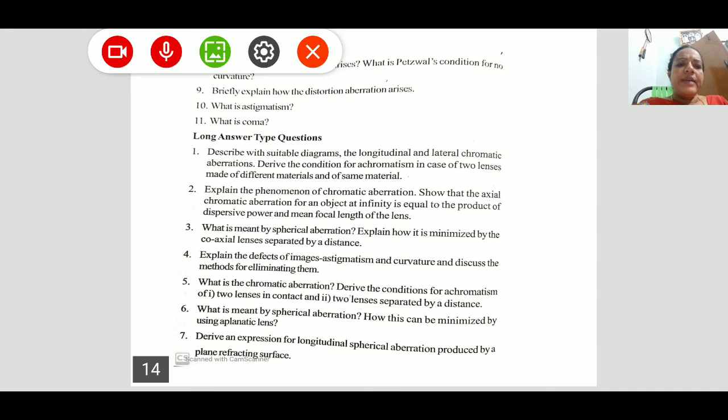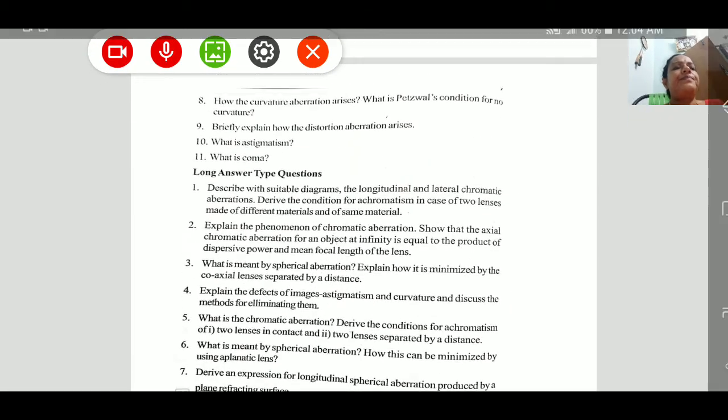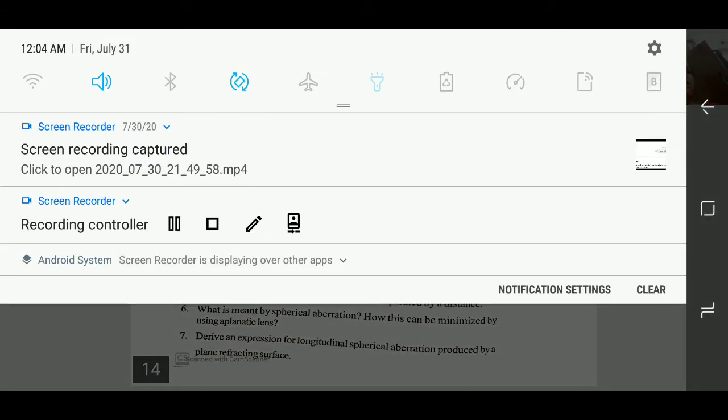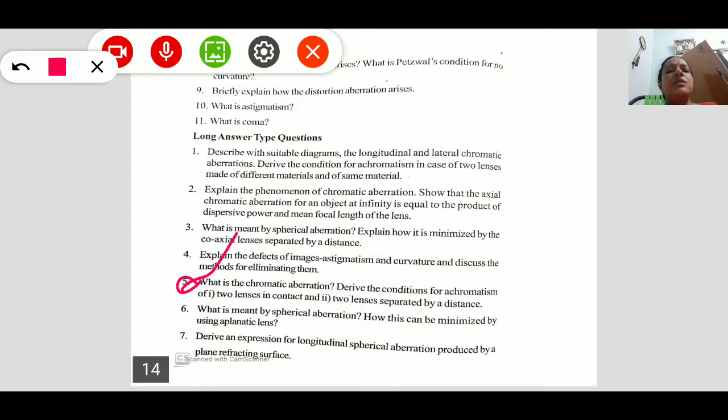What is chromatic aberration? Derive the conditions for achromatism when two lenses are in contact and two lenses separated by a distance. This is a very important question, the fifth one. That is omega 1 by f1 plus omega 2 by f2 is 0, and x is equal to (f1 plus f2) by 2. You have to derive these formulas.